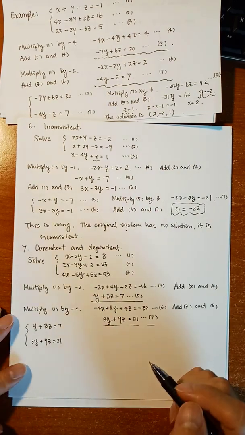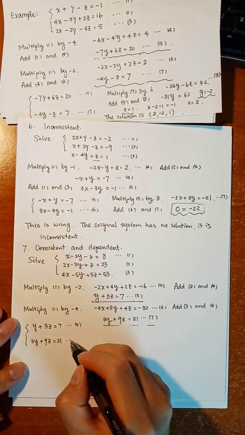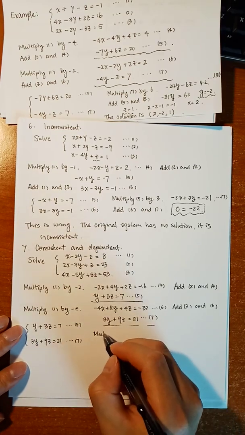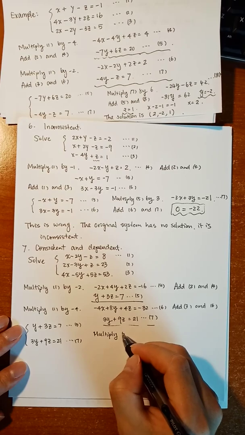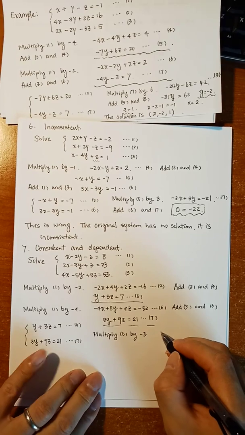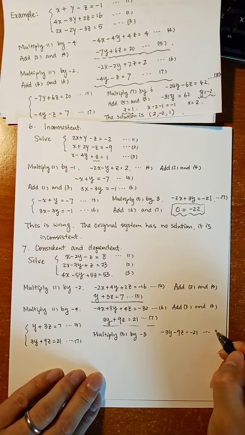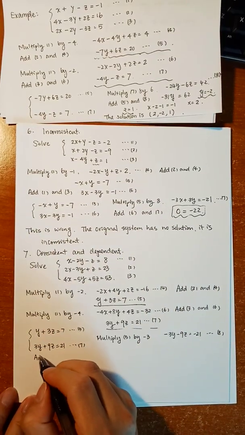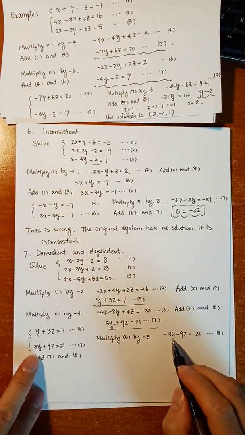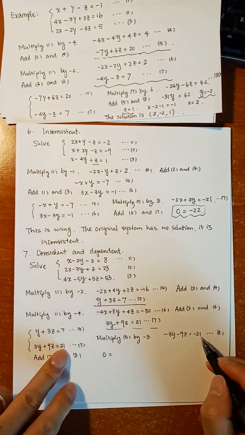Okay, so, well, let's see. This is equation 5, this is 7. I'm going to multiply equation 5 by negative 3. I'm trying to cancel y. So we will get negative 3y minus 9z is equal to negative 21. Let's call it equation 8. And we add equation 7 and 8. Negative 3y cancels. Negative 9z, 9z cancel. Left hand side 0. Negative 21, 21.